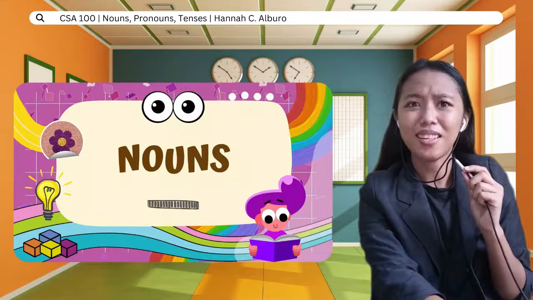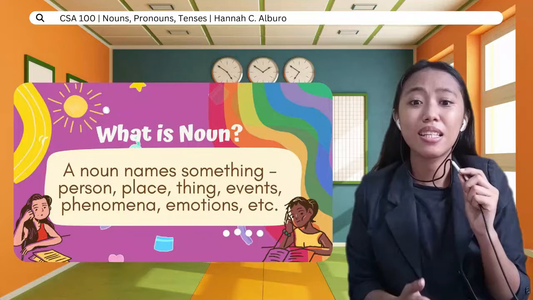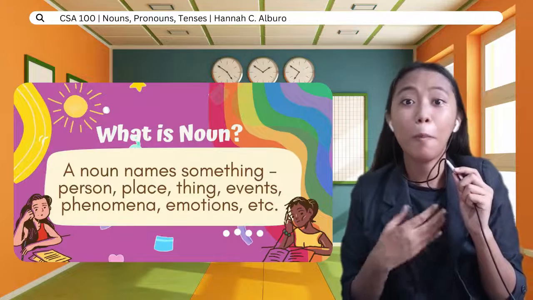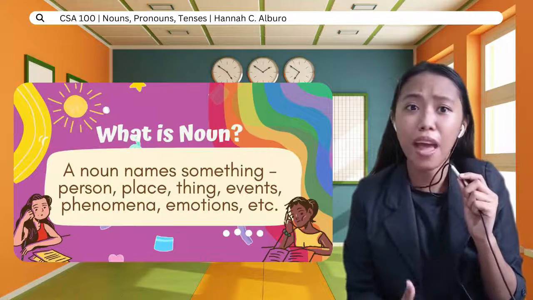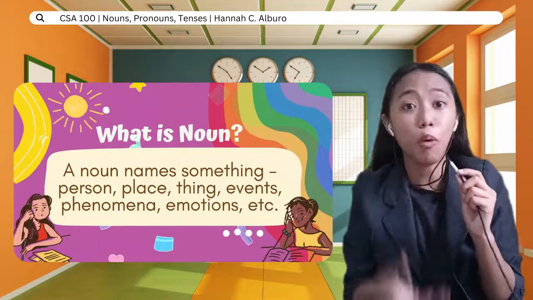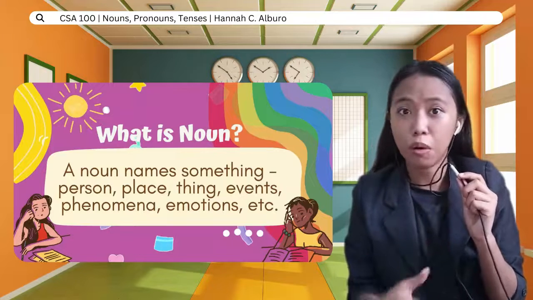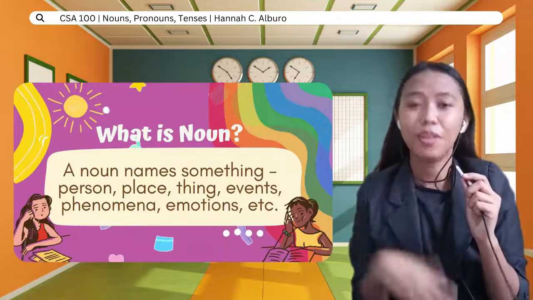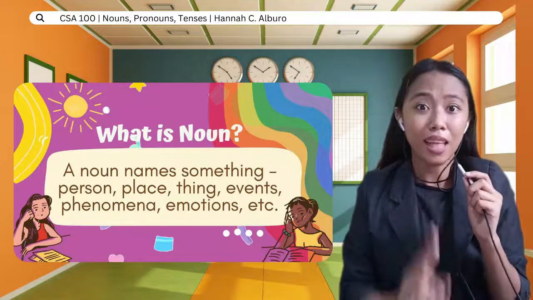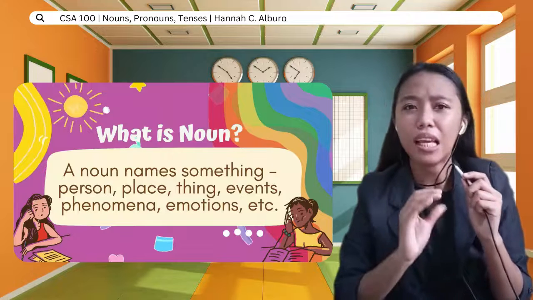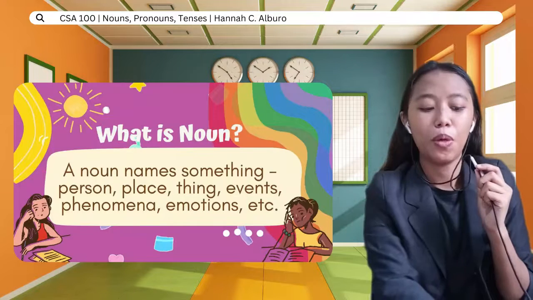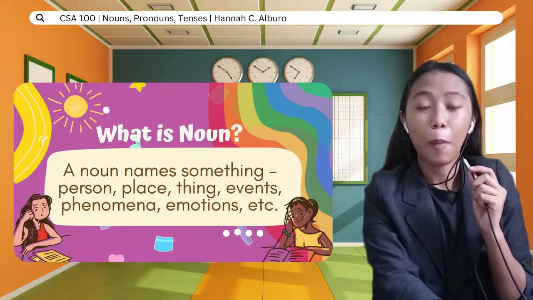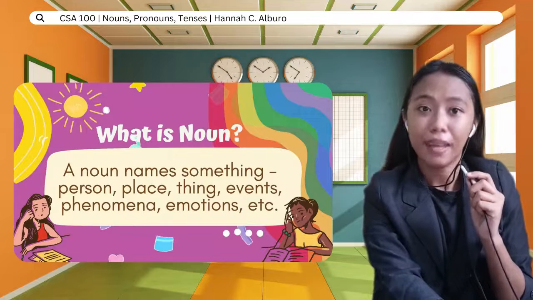So, what is a noun? A noun is the name of a person, place, thing, event, phenomena, and emotions, and etc. So, that is based from the PPT that we have here. So, okay, that is a noun. A noun is a name. That is the basic meaning of noun.